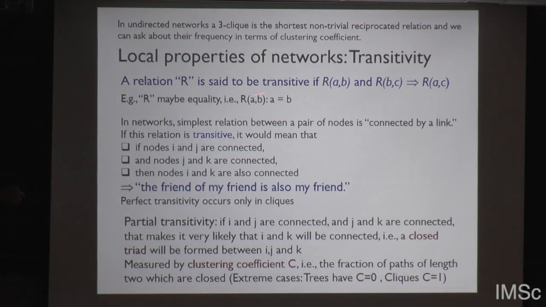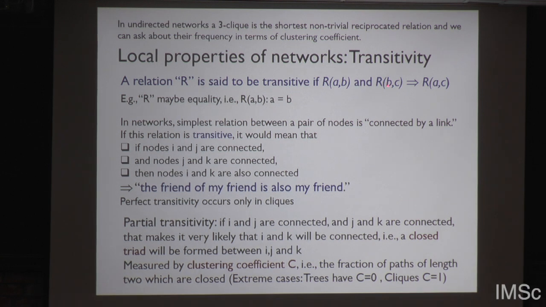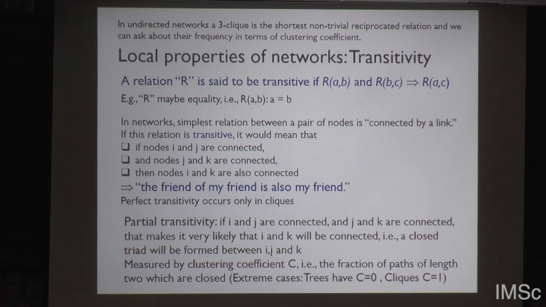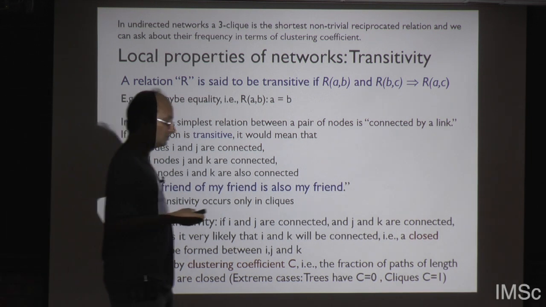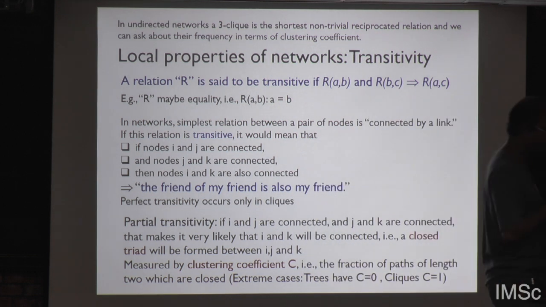So this is in fact related to the very general mathematical concept of transitivity, where essentially a relation is said to be transitive if R(A,B) and R(B,C) implies R(A,C). Okay? And of course the simplest of such transitive relations, for example, is equality. So another way of expressing transitivity is to say that a friend of my friend is also my friend. Okay? So if this property holds true in your network, it could be said to show transitivity. Of course, no network would show complete transitivity except for cliques, where every node connects to every other node.